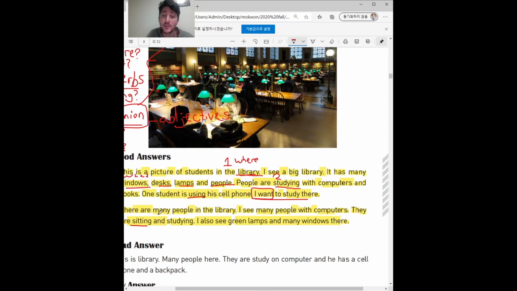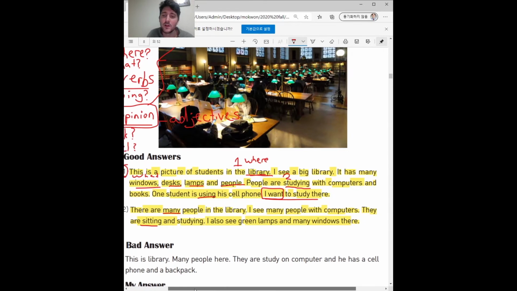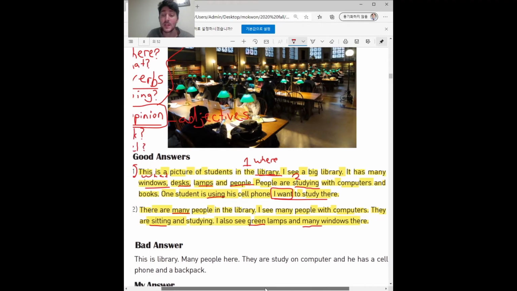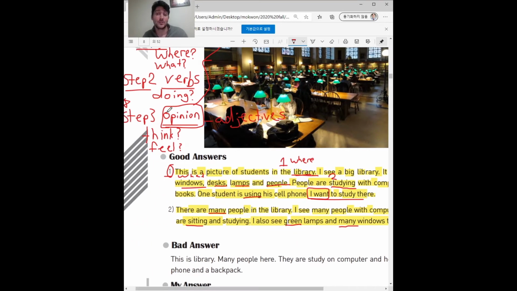사람 있어요. There are people. 그냥 people 아니고 there are many people. Also, I see lamps. 그냥 lamps 아니고 I see green lamps. And 창문, windows, I see many windows. So that's another way you can add your opinion.